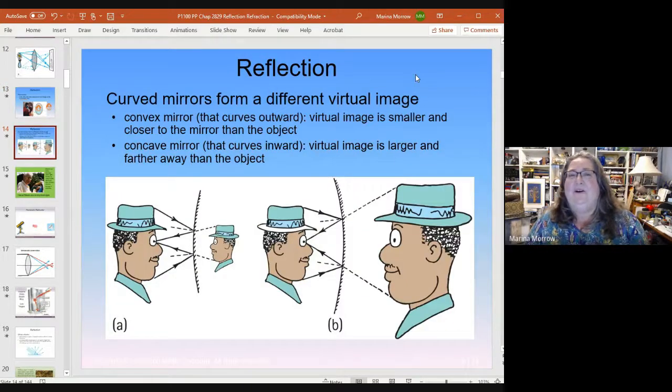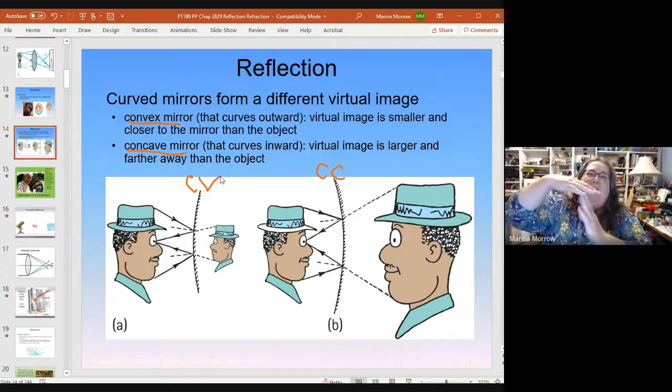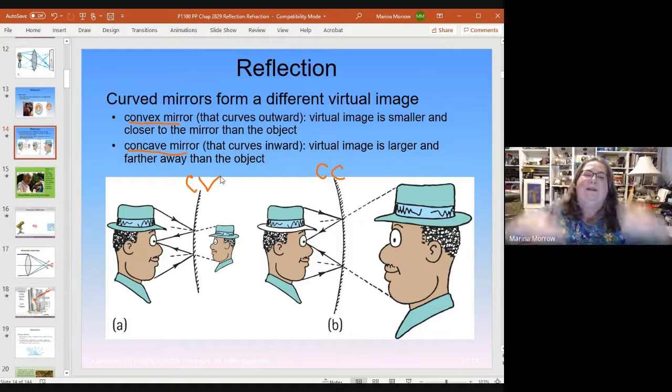Okay, now when you have a curved mirror, then what you have is a different size image. For a convex mirror or a concave mirror, it's always easy to remember concave. This would be the concave one because it's like a cave. This is the convex one. And so a convex mirror, the idea is that the mirror is bending outward, which means that the beams of light go up at a steeper angle, which makes a smaller image.